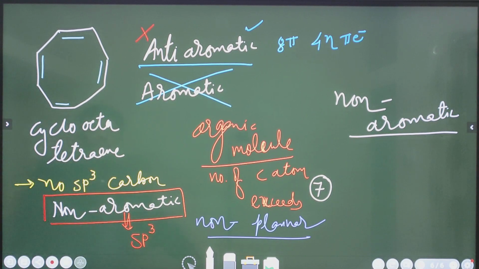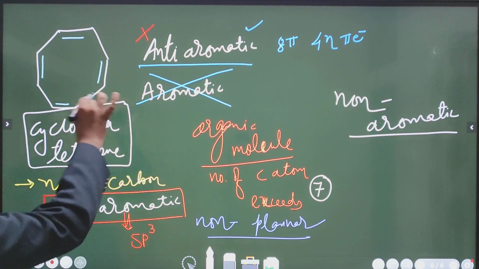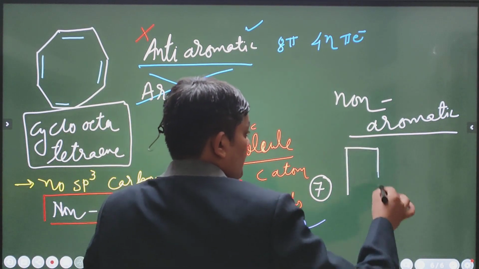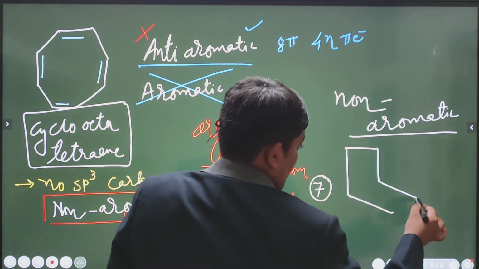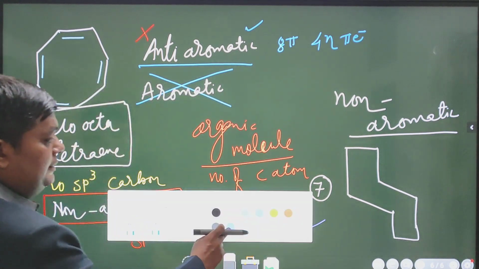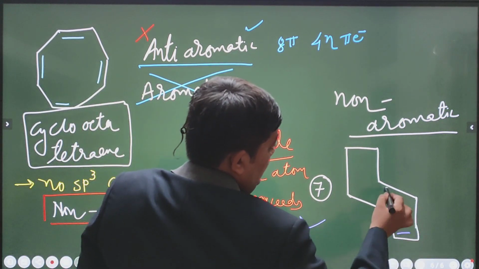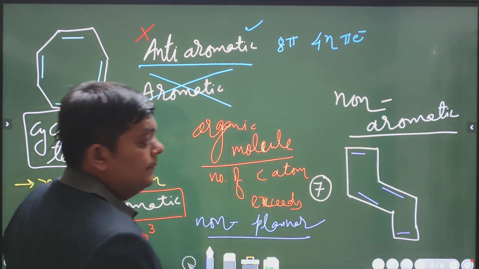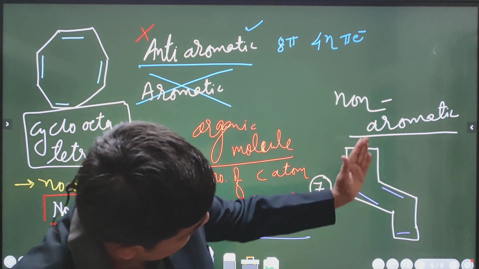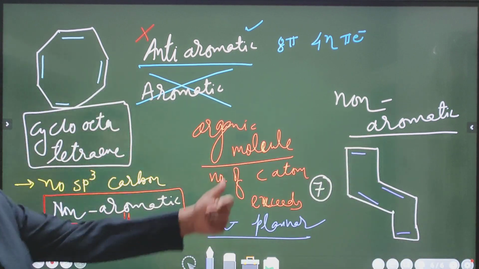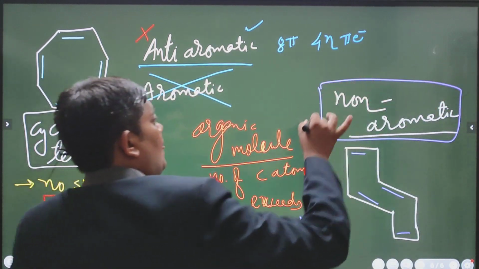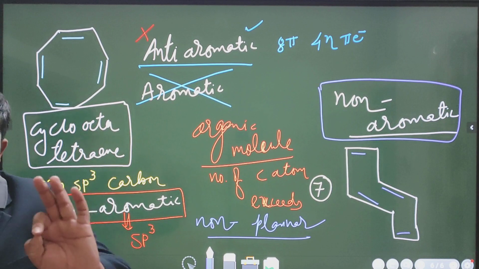And henceforth, whenever this question is asked in the exam, for cyclooctatetraene, always prefer to draw it like this. When you draw this structure like this, the probability of making it wrong will vanish completely, because only this part will be planar. This is out of the plane, this is below the plane. So this is how this particular structure is non-aromatic and not at all anti-aromatic.